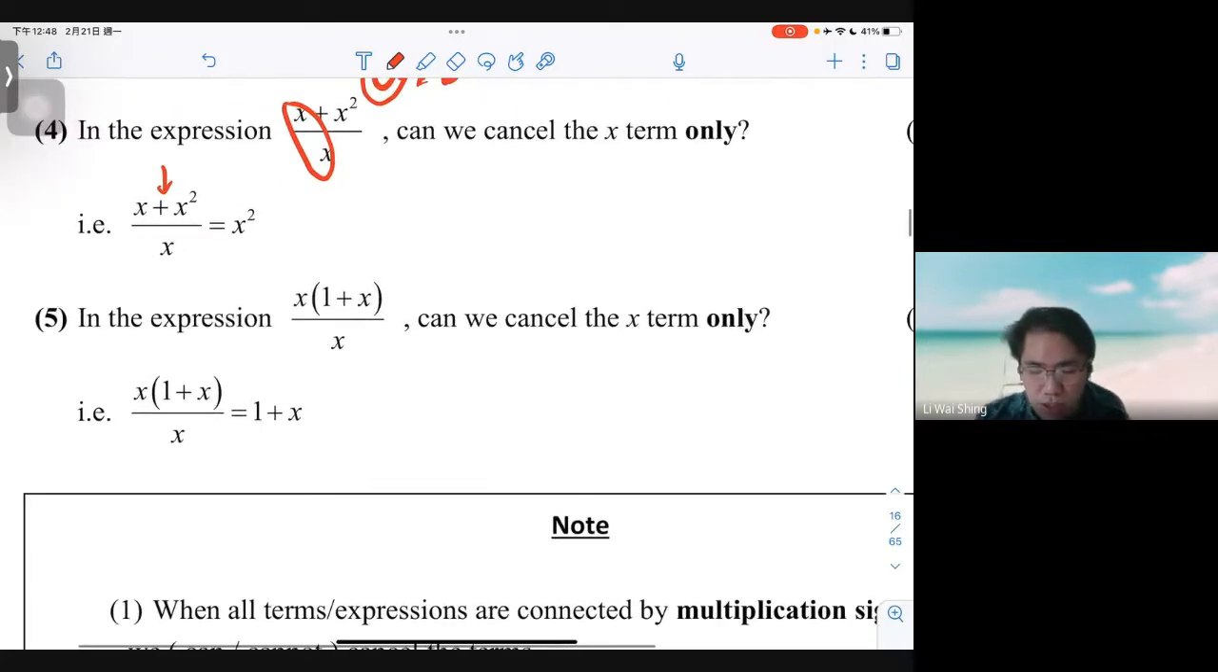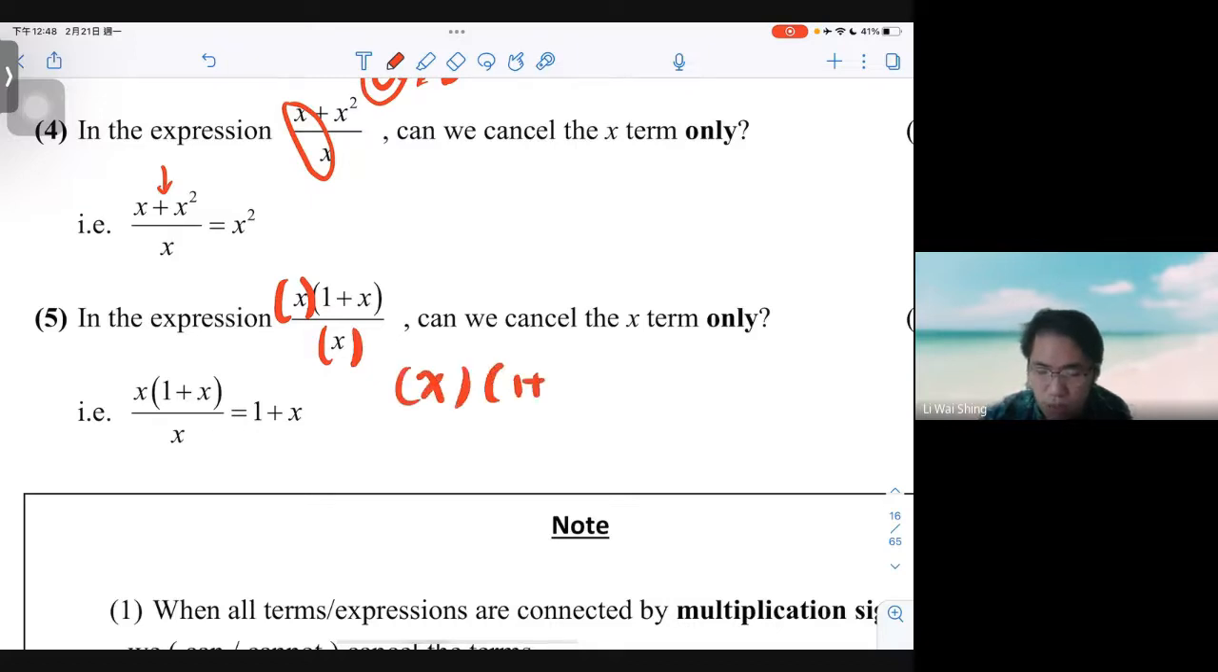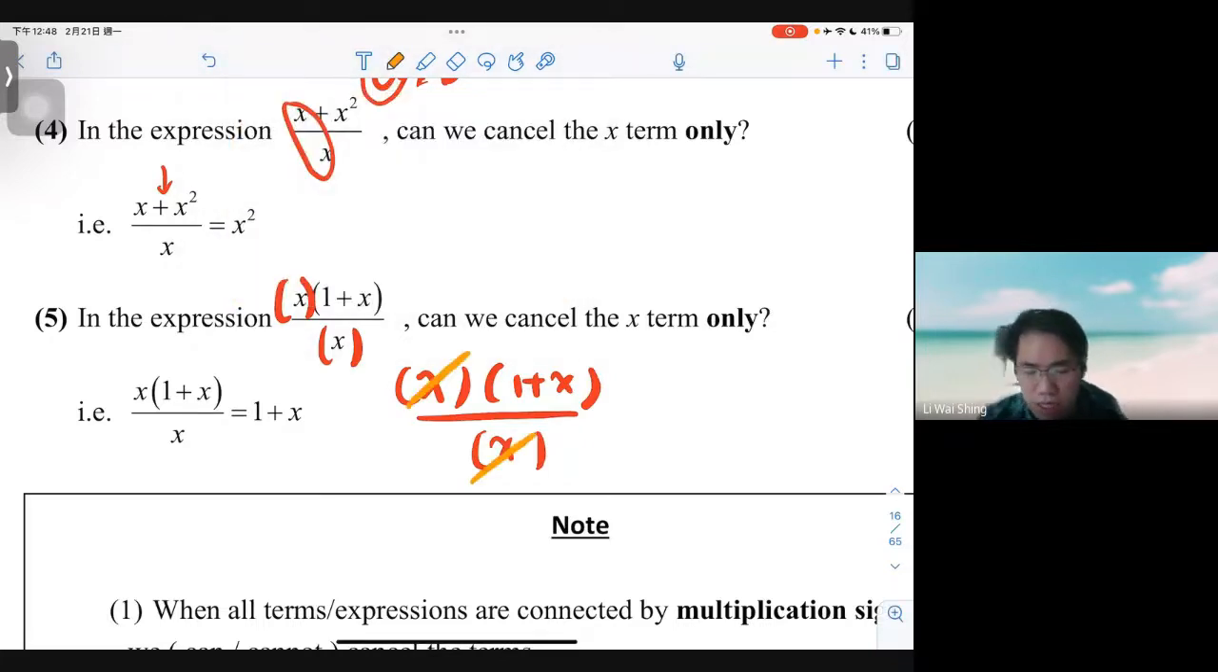However, when you have this expression, x times 1 plus x over x, can I cancel out the x and leave 1 plus x there? Who thinks it is yes? Raise up your hand.